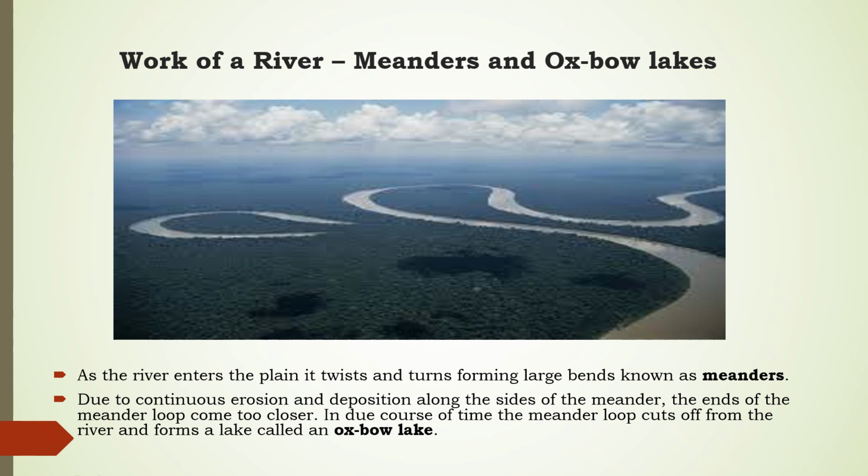Meanders and oxbow lakes are creations of a river. When a river enters the plain, it twists and turns, forming large bends known as meanders. Due to continuous erosion and deposition along the sides of meanders, the ends of a meander loop come too close. In due course of time, the meander loop cuts off from the river and forms a lake called an oxbow lake.